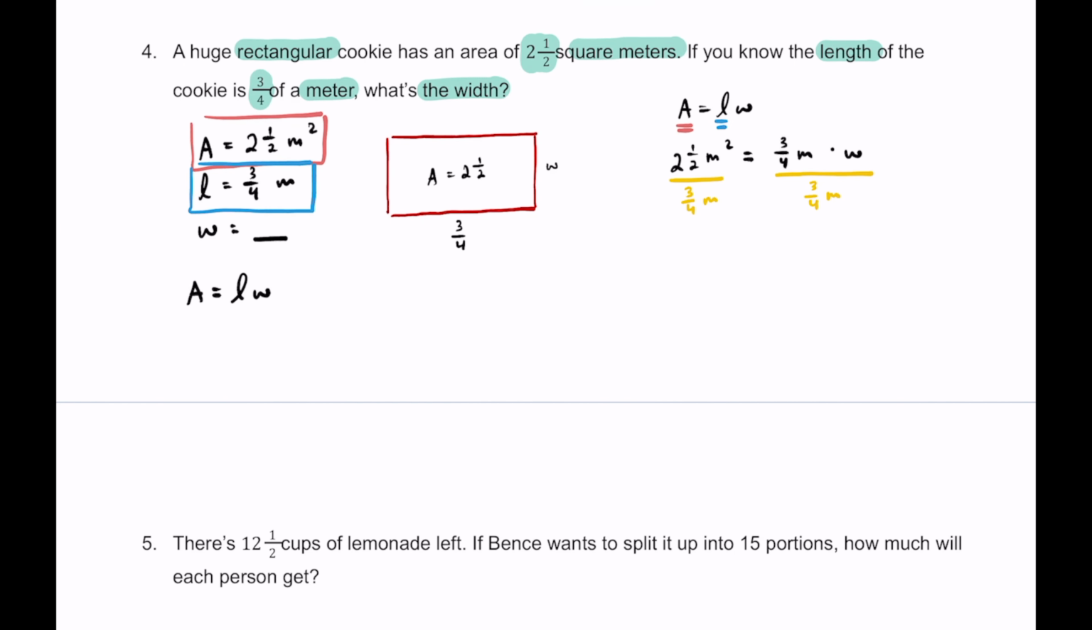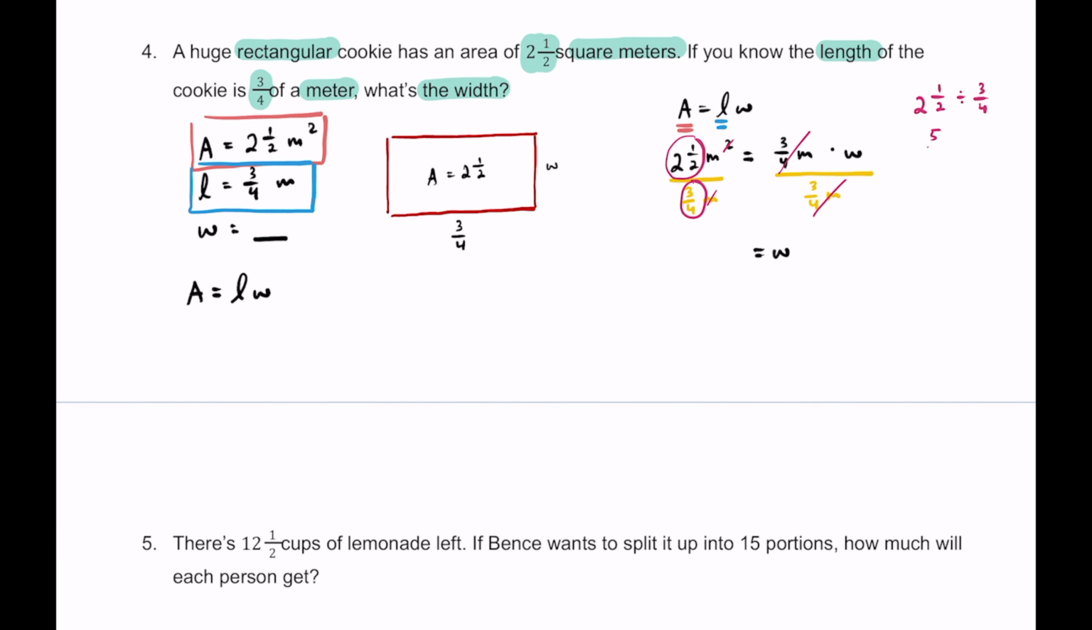On the right side, these 3/4 over 3/4 is just going to equal 1. So that's just going to be 1W, or the width is equal to. We can leave off the 1 by the identity property. And on the left side, this meters and meters squared are going to cancel out, right? The top has meters times meters, but the bottom just has meters. So we're going to just get one dimension when we divide. And what we really have to do is just take this 2.5 and divide by this 3/4 to find out what the width is. So 2.5 divided by 3/4.